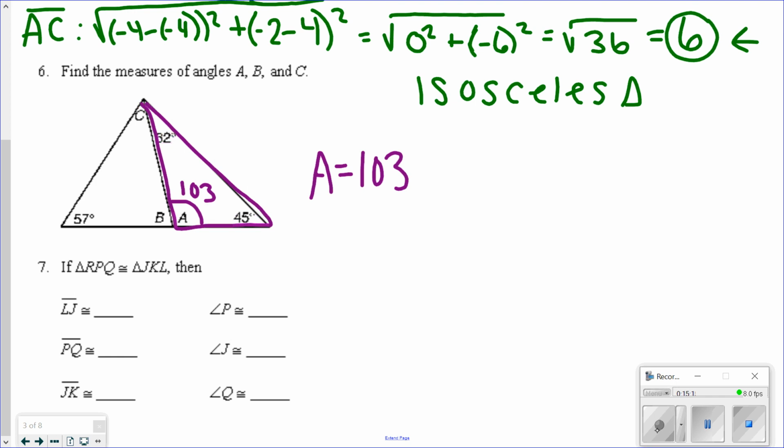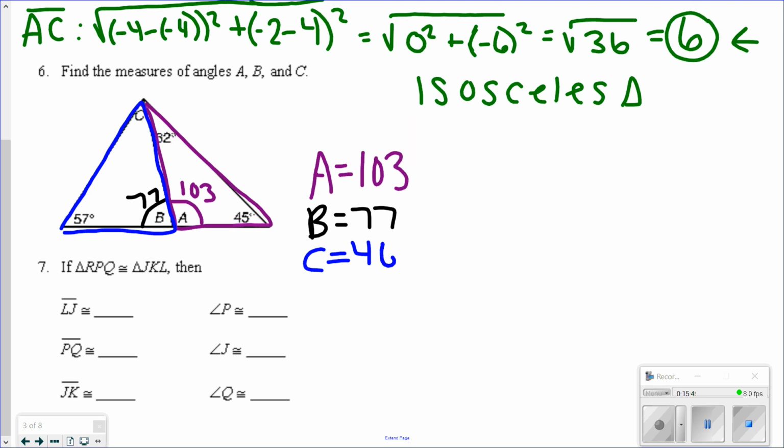Let's then find the measure of angle B. Well, we know that angle B and angle A are a linear pair, which means they add up to 180. So that means that angle B has to equal 77. So B is equal to 77. And finally, to find angle C, I'm going to look at this triangle here. We know that the angles add up to 180. So therefore, angle C has to equal 46 degrees.